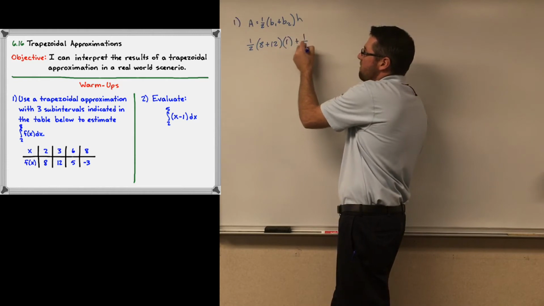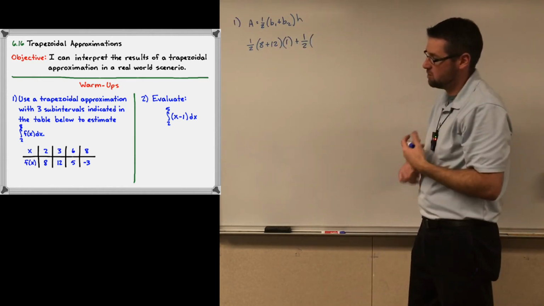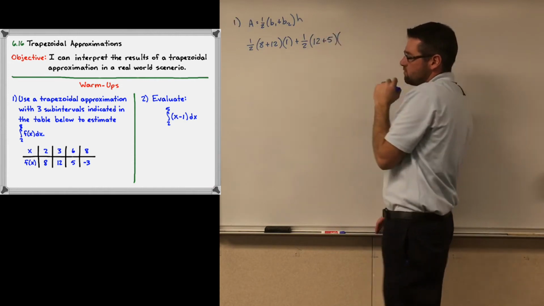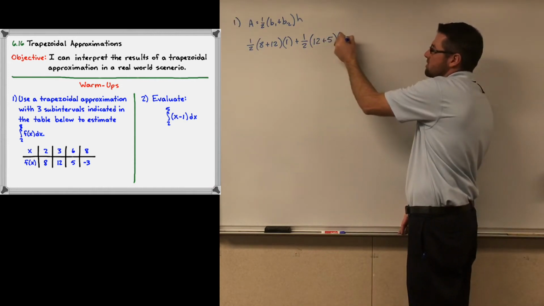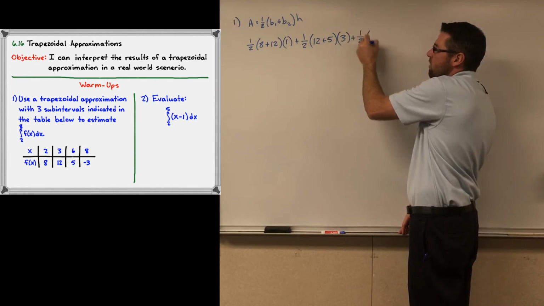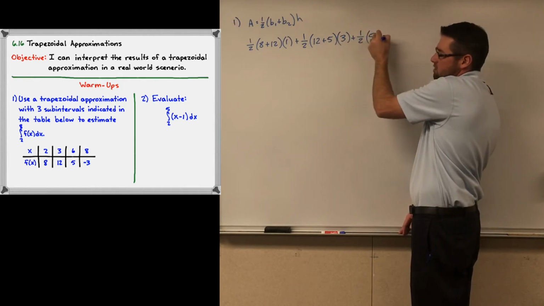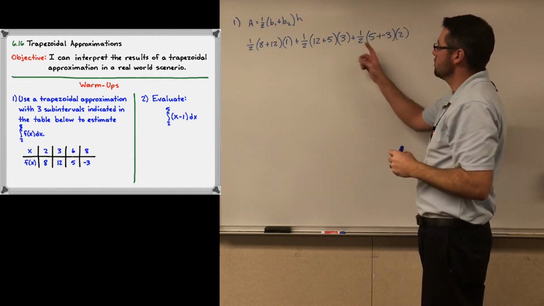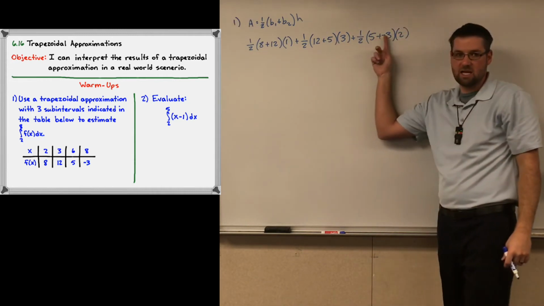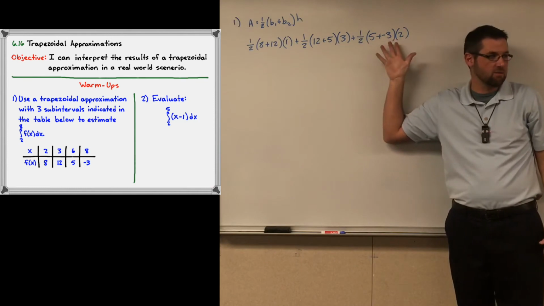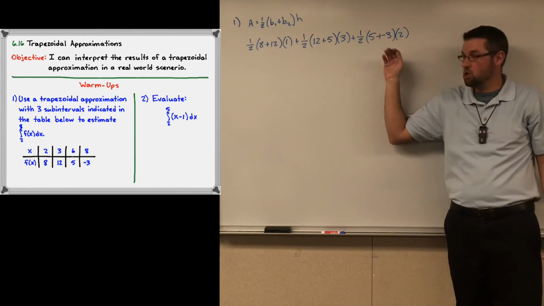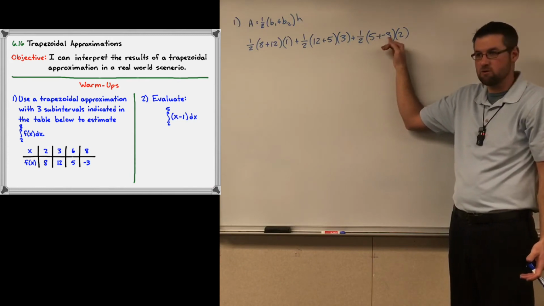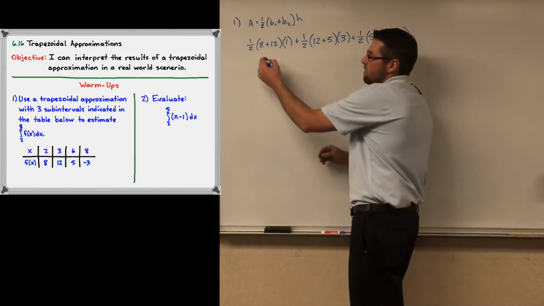Plus 1/2 of, what's base 1 of the second trapezoid? 12. What's base 2? And what is the height? 3, because how far is it from 3 to 6? It's 3. And then plus 1/2 of 5 plus negative 3 times 2. Okay? So students might get caught up with the idea that that's positive and that's a negative. It's okay for the trapezoidal rule. You don't want to break it into another trapezoid so that the second base is 0 and the first base on the other one's 0. You don't want to do that.